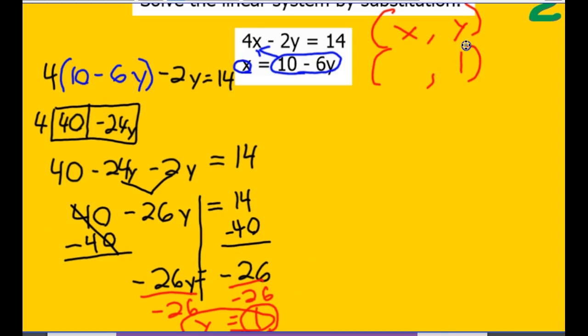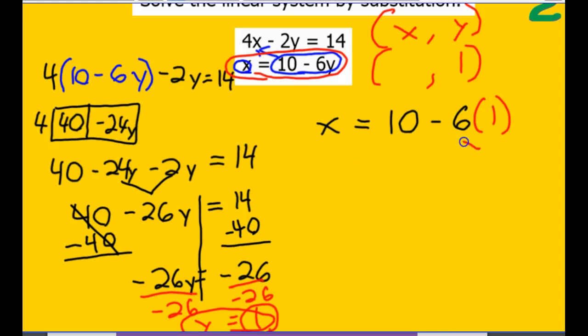So what we're going to do then is we're still trying to find our x. This problem right here says we have x equals 10 minus 6y. But we don't know what x is, but now we do know what y is. So we are going to sub that 1 in for our y. So we have x equals 10 minus 6 times 1, because now our y is 1, so we replace y with 1.